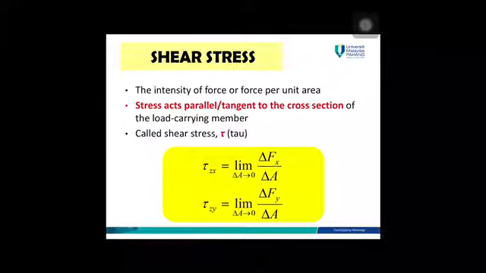Now we move to the next stress, which is shear stress. Just now we've learned about the normal stress. Now it's shear stress. Shear stress is the intensity of force, or force per unit area, at parallel or tangent to the cross section of the load carrying member.